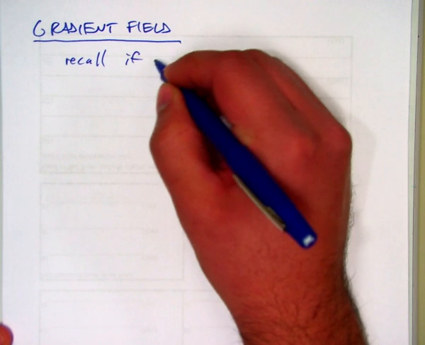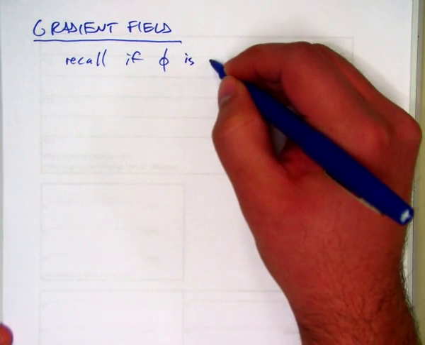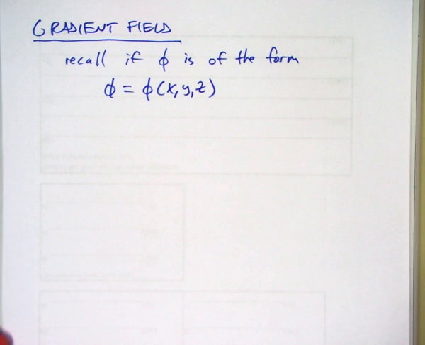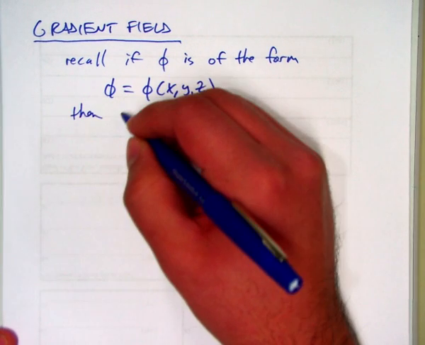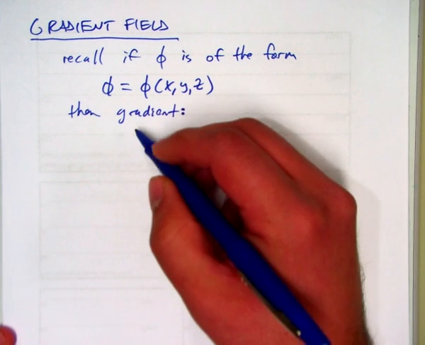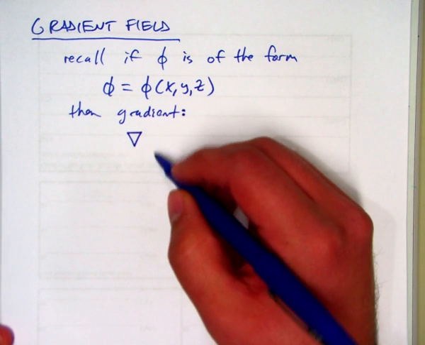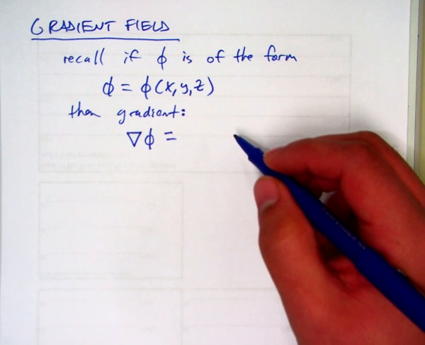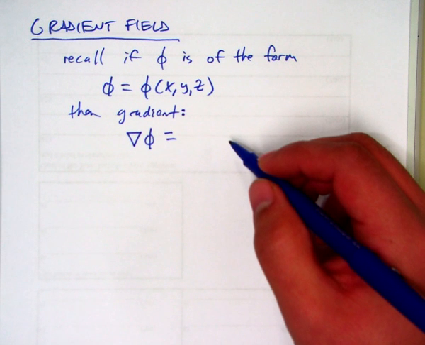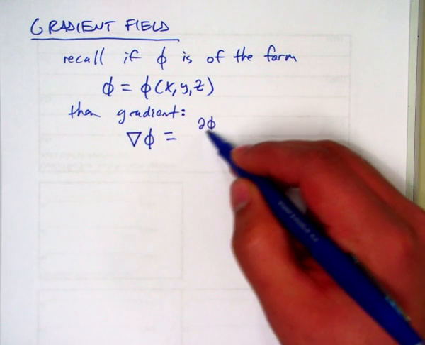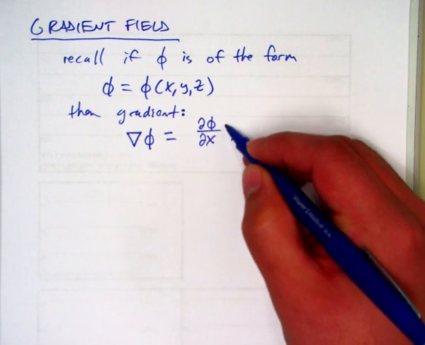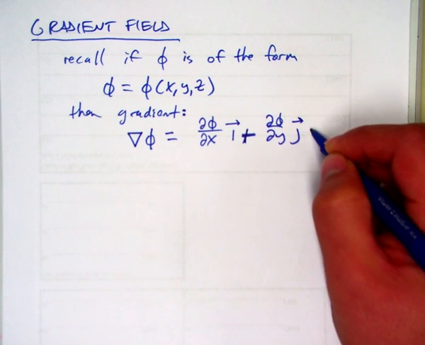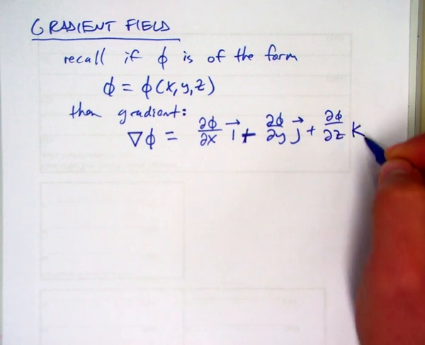Recall that if we're going to use a different letter, phi, is of the form phi of x, y, and z, then the gradient, we do gradient of phi, and the gradient function was calculated by doing what? Partial derivatives of the function with respect to x, and that would have been the i component. Partial derivative with respect to y, that's the j component. Partial derivative with respect to z, that's the k component.